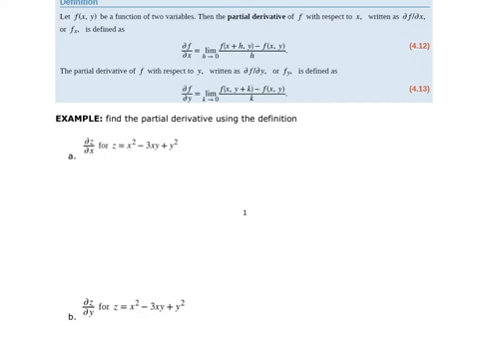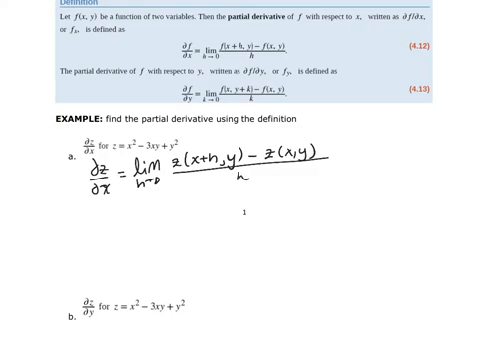So that's ∂z/∂x, which is going to be equal to the limit, by definition, as h goes to 0 of z. This is our function z. Instead of f, we're using the function z, so z of x plus h, y, minus our function z of x, y, all over h. This will be equal to the limit as h goes to 0. Now wherever I see x, I replace it with x plus h. So I have (x plus h) squared minus 3(x plus h) multiplied by y plus y squared.